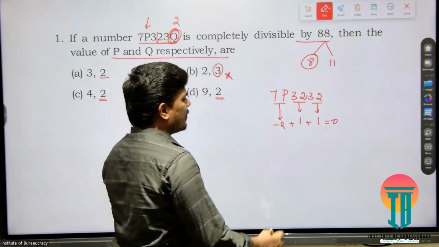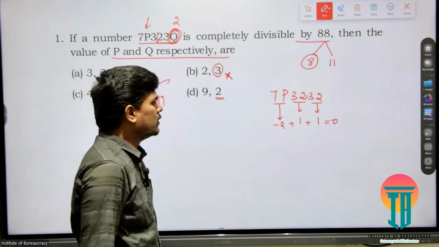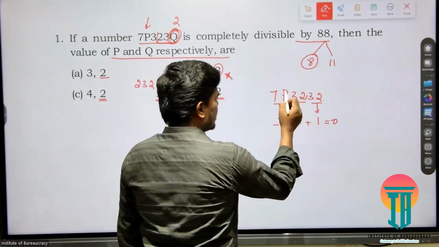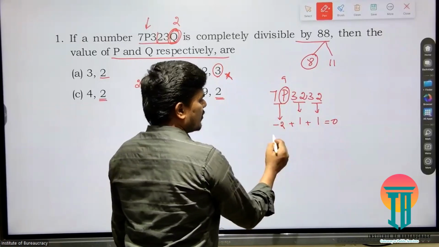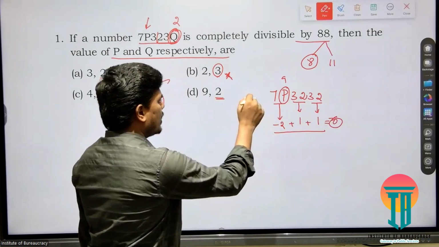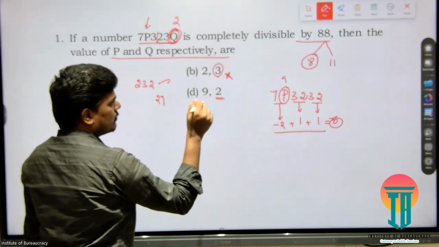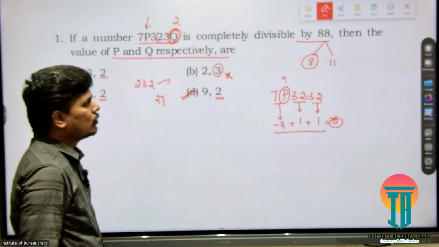In order to make this 0, then only it is going to be divisible by 11. So I want minus 2 here, which means P is supposed to be 9. 7 minus 9 is minus 2. If you add them all, it is going to be 0. So your P value is going to be 9, your Q value is going to be 2. Therefore, the option is going to be 9, 2.